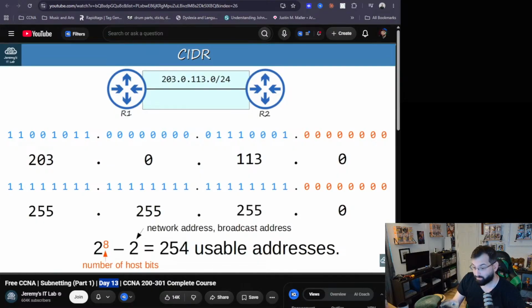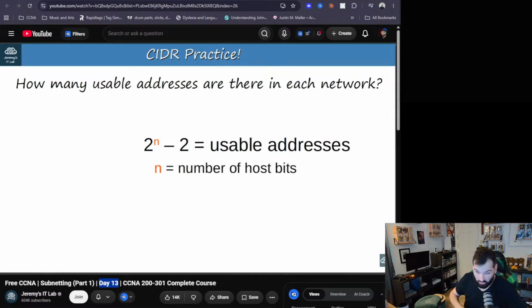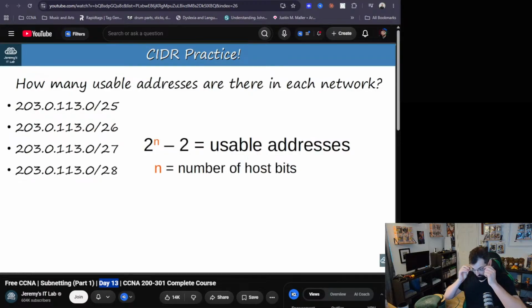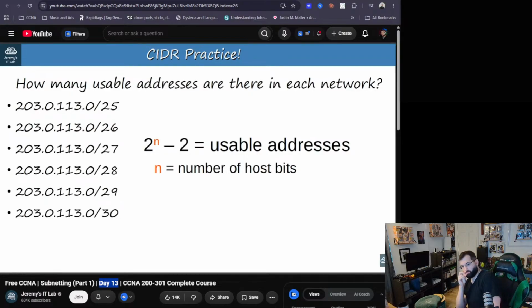So, we have 254 usable addresses, but we only need 2, one for R1 and one for R2. However, CIDR allows us to use different prefix lengths, so it doesn't have to be /24. Let's get some practice calculating the number of hosts within different prefix lengths. 203.0.113.0/25, 203.0.113.0/26, 203.0.113.0/27, /28, /29, /30, /31, and finally /32.